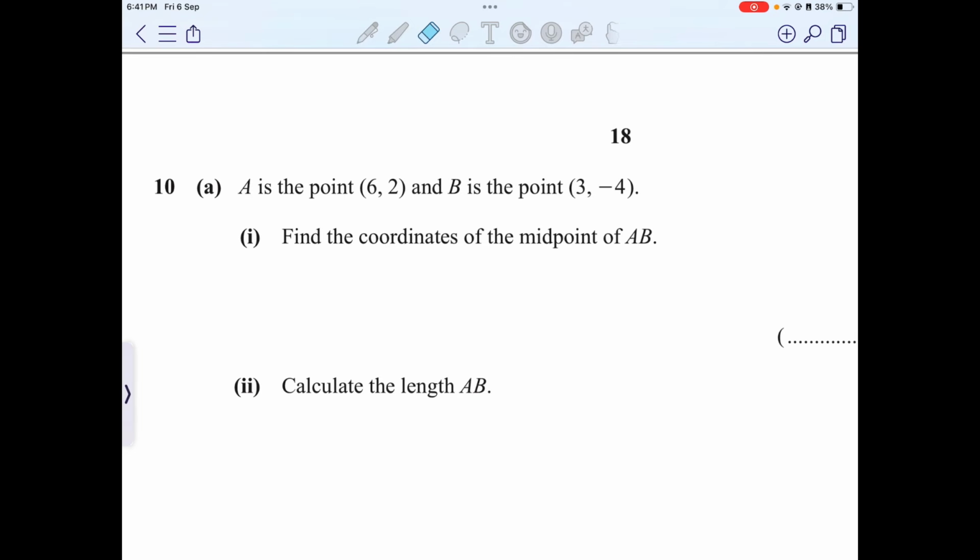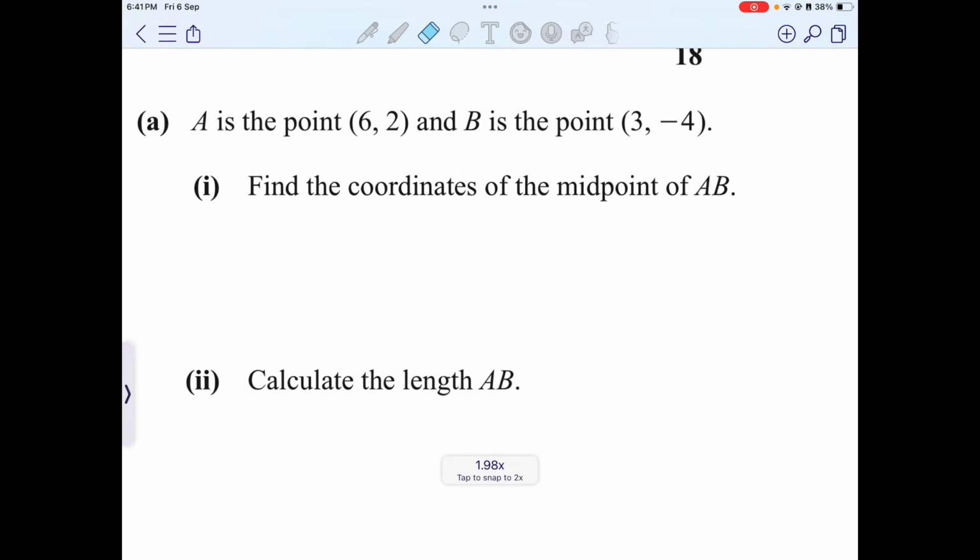Now we are looking at question number 10, where it says that A is the point (6, 2) and B is the point (3, -4). Find the coordinates of the midpoint of AB.